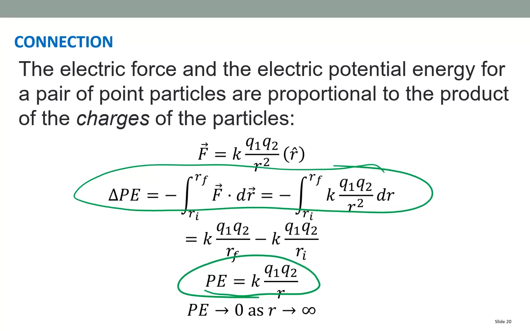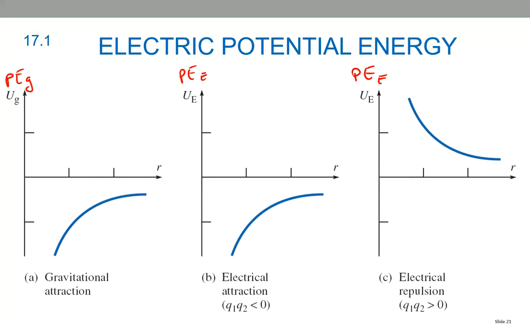Now, the naive person says, I see what you did there. You just took the force equation, multiplied it by r. What's so special about calculus? But that's not what happened, even though that's what it looked like happened. Because the dr in that was not the same. But the potential energy is k, that constant, times charge 1 times charge 2 over the separation. And man, am I out of time.